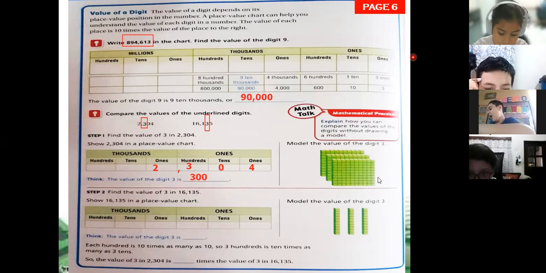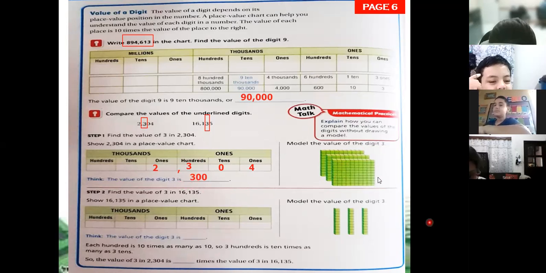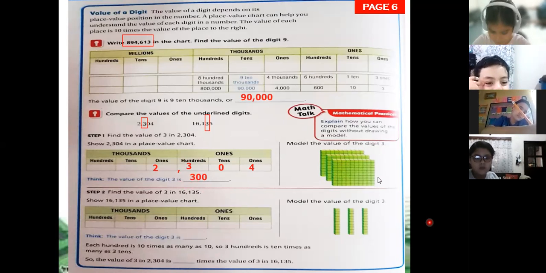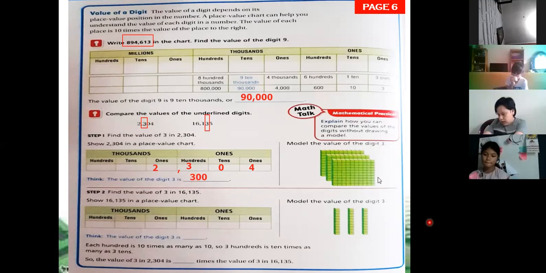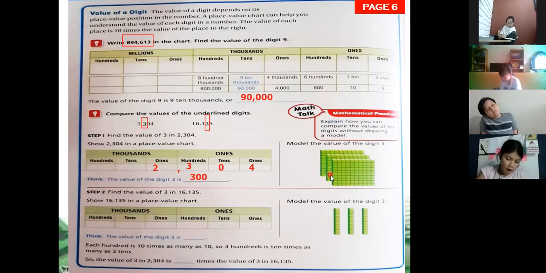I tell you the 300 in Spanish. In Spanish, 300 is trescientos. Yes, that's in Spanish. So the number 3 is on the hundreds, so it means that we have 300. And here we have a model of these 300. This is 100, 200, and 300.